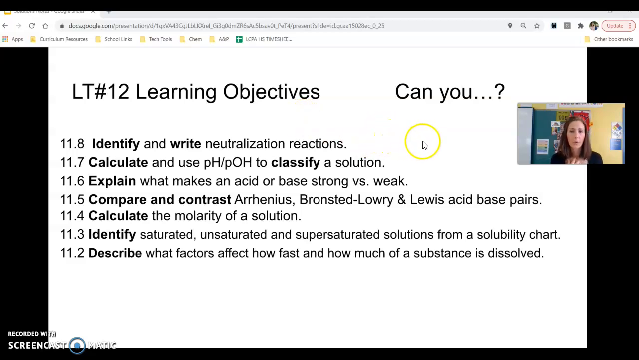In your 12.3 assignment, you'll be practicing each of these types of questions, and then you will have your concept check and your summative quiz.